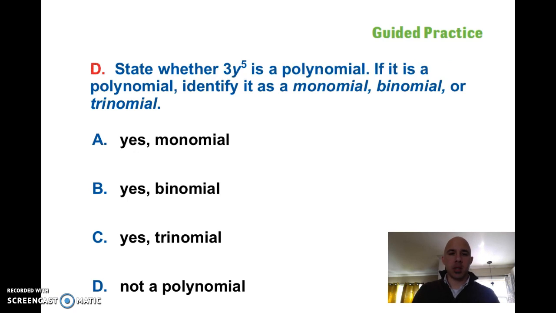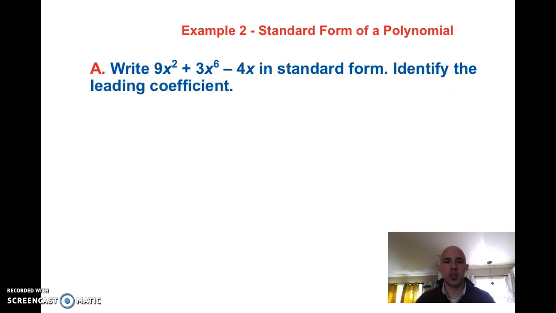The last one in our lesson is stating whether 3y^5 is a polynomial. If it is, once again, identify it as a monomial, binomial, or trinomial. In the last section, this is example 2. We want to write this in standard form. So write 9x squared plus 3x^6 minus 4x in standard form, and you want to identify what the leading coefficient is.